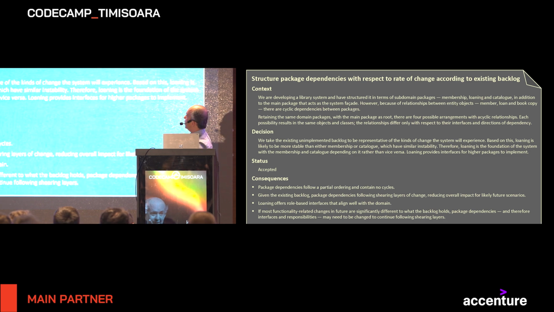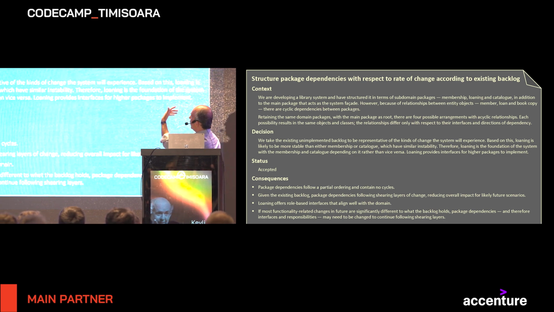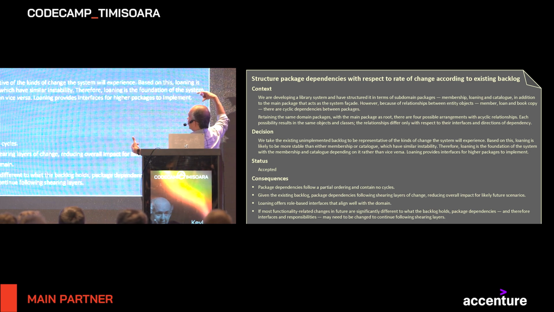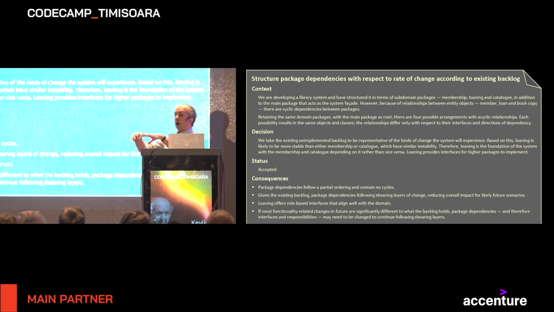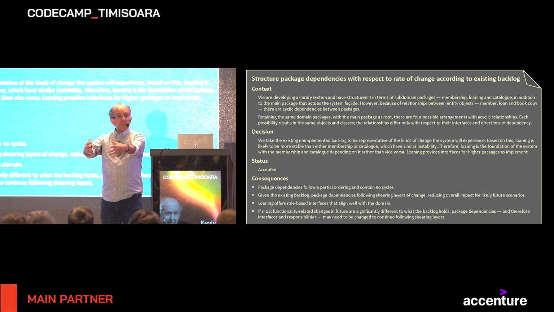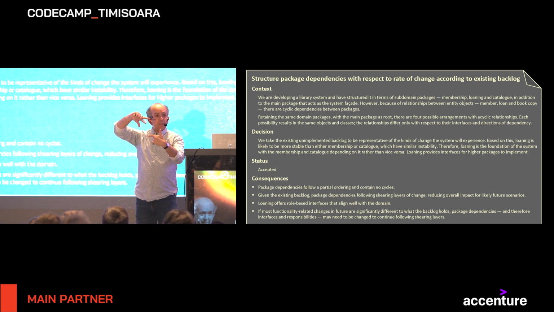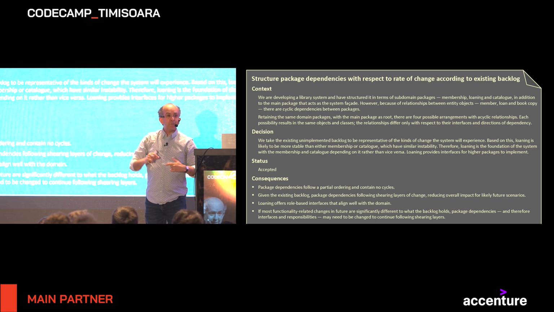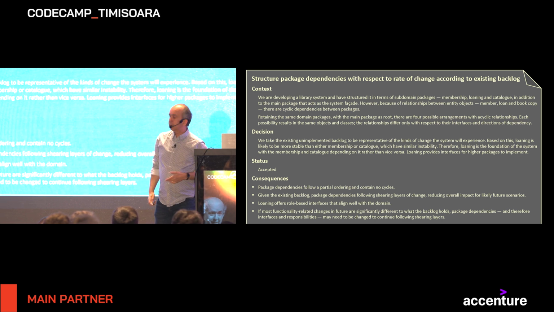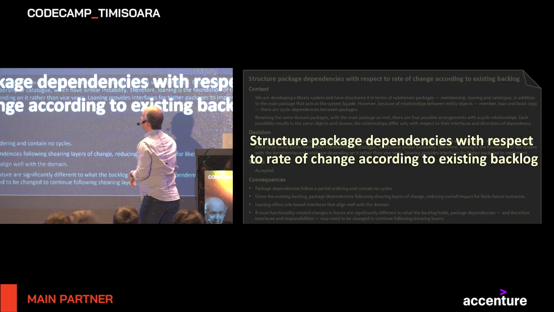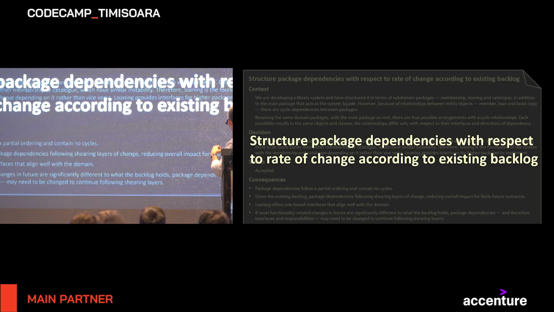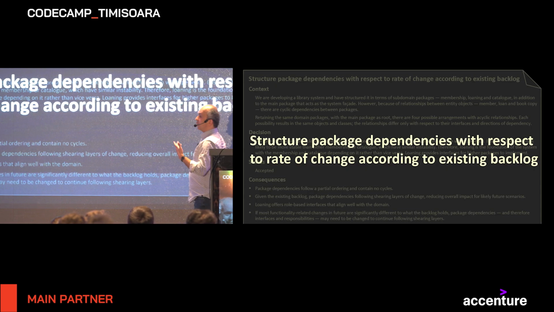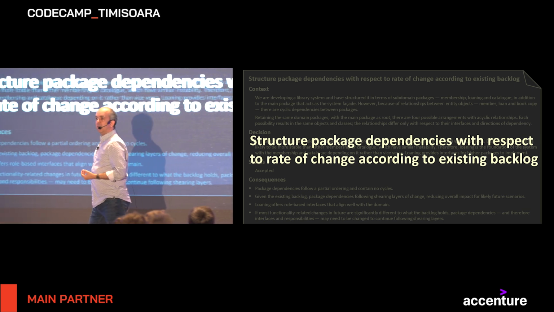I'm not going to go through this in detail, but I wanted to show you what it would look like. It's intentional that it should fit on a slide, or be something simple to type in, typically Markdown, but the idea is it's a record, it's not a document. Record means something small. I can write this on a card or simply on a whiteboard. But the key thing here is: structure the package dependencies with respect to the rate of change according to existing backlog. That is my summary of that.